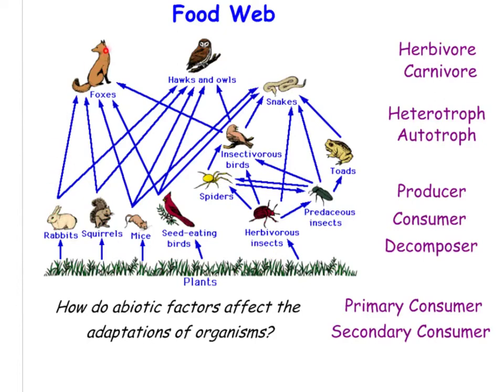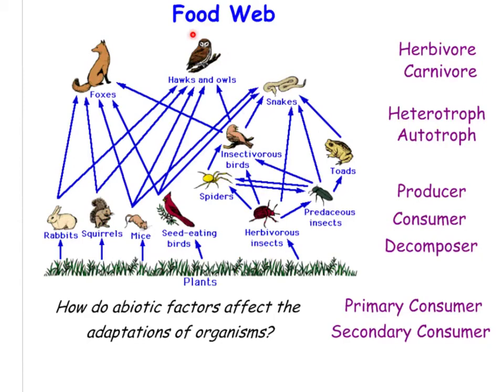Can you find a tertiary consumer? Well, yes. If this herbivorous insect is a primary consumer and this insectivorous bird is a secondary consumer, then the hawks and owls would be a tertiary consumer in this system.